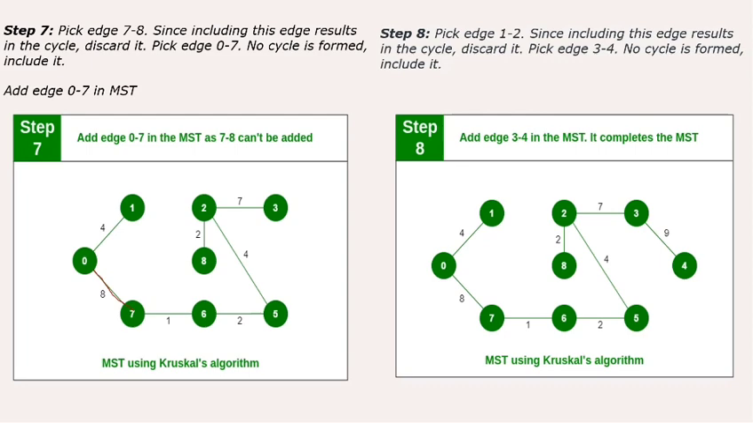Then step 8 is to pick 1 to 2. If we take 1 to 2, this results in a cycle, so we'll discard it. Then from 3, we are going to take the edge to 4, which has a weight of 9.